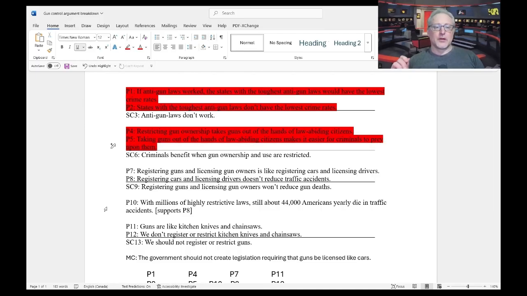Okay, let's move on to number 3. Registering guns and licensing gun owners is like registering cars and licensing drivers. Registering cars and licensing drivers doesn't reduce traffic accidents. Therefore, registering guns and licensing gun owners won't reduce gun deaths. Do you remember what form of inference this is? This is an argument by analogy.